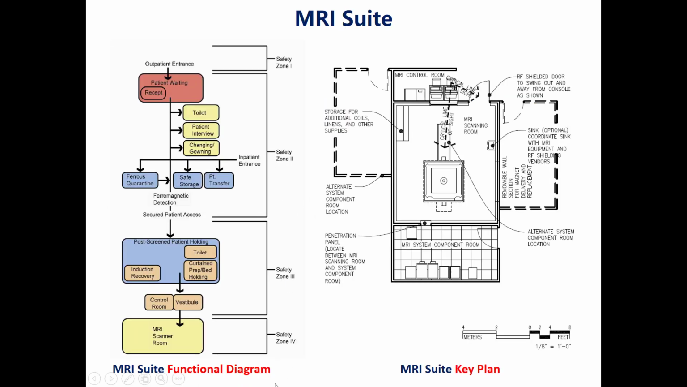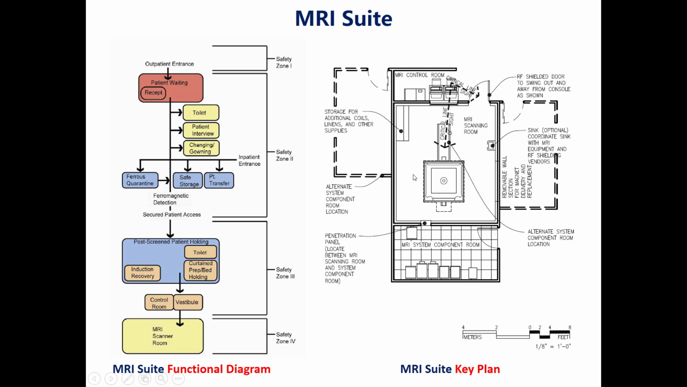We can see in this slide the functional diagram for an MRI suite. The functional diagram will separate the MRI suite into 4 zones or safety zones. The zone number 1, which will be the outpatient entrance, the safety zone 2, and the safety zone 3, and safety zone 4. Also, we should talk about the space requirement. This will be reflected in the MRI suite key plan. We have the main MRI scanning room, we have the control room, and other rooms.